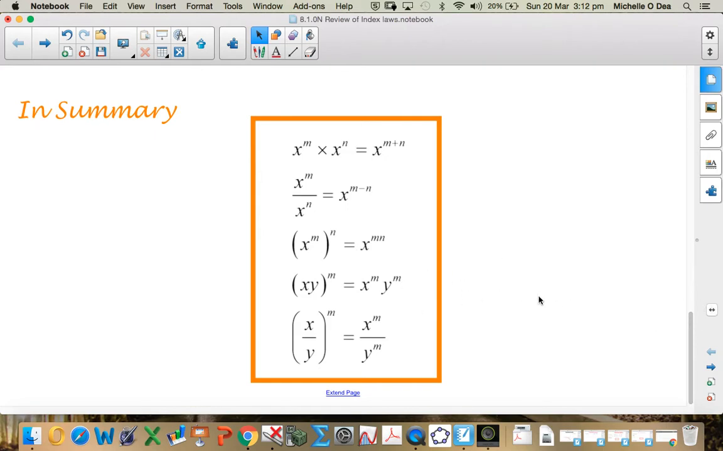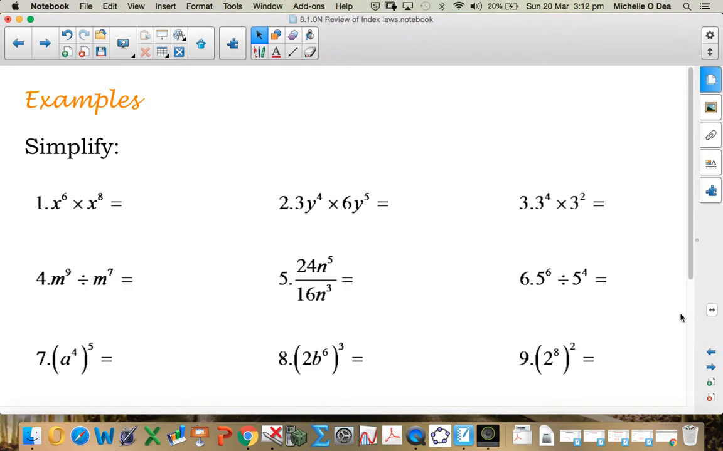All right, good. Let's see then, putting this all into practice with some examples here. So we'll start off super easy. X to the power of 6 times x to the power of 8. It's a multiplication. Our bases are the same, so all we have to do is add the powers. 6 plus 8 is 14.